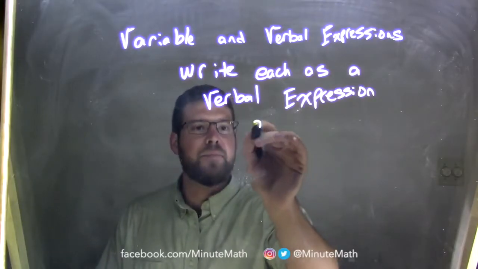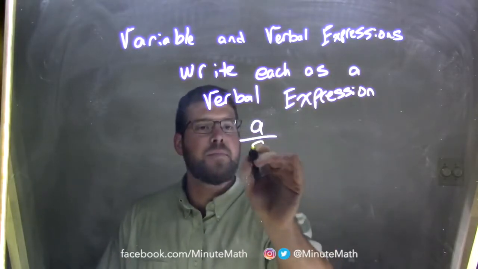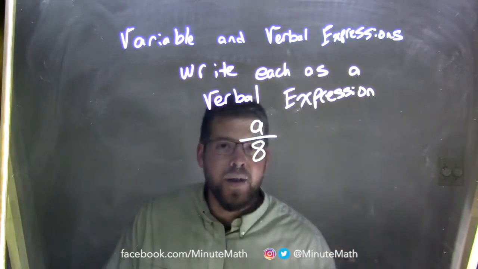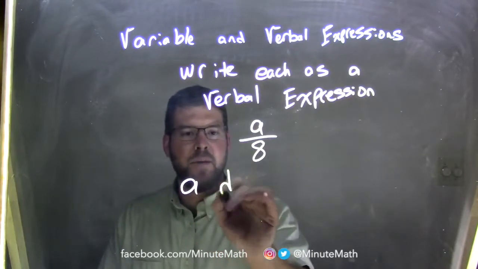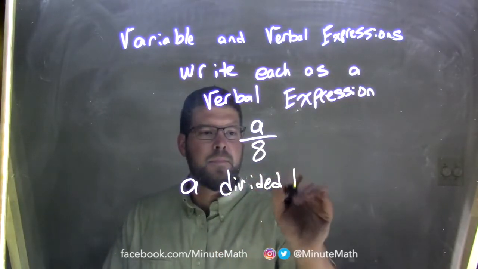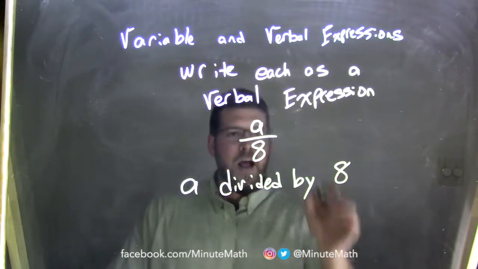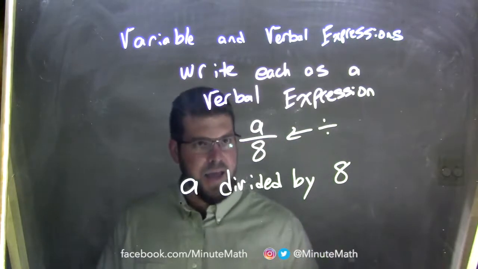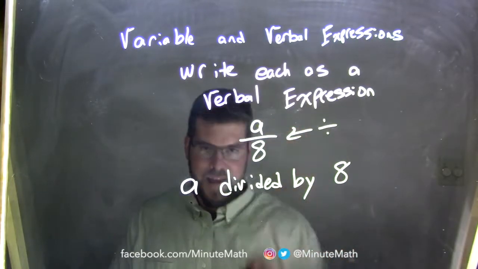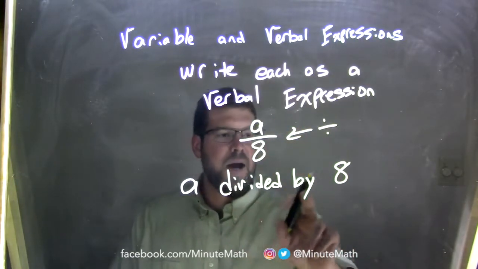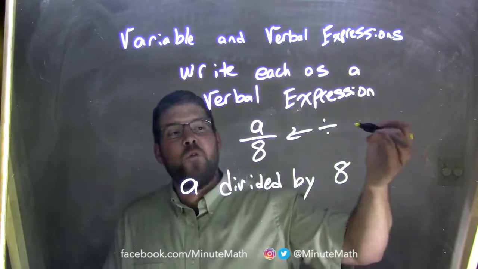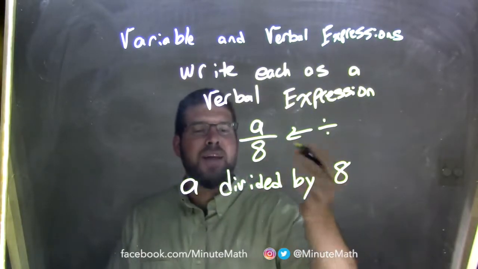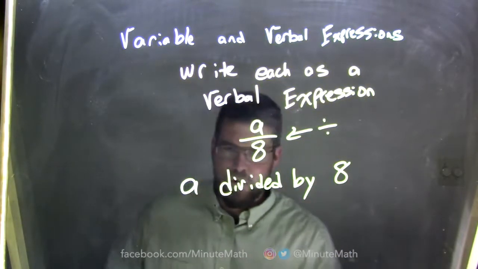The letter A over the number 8. So we have A divided by 8. Well, that's really what it is. A divided by 8. That right here means the division. The fraction A over 8 is A divided by 8. We are taking that variable expression, the top part here, and writing it as a verbal expression using words.